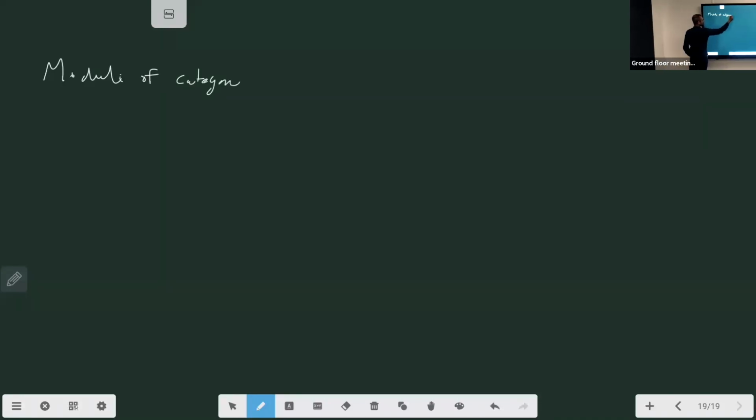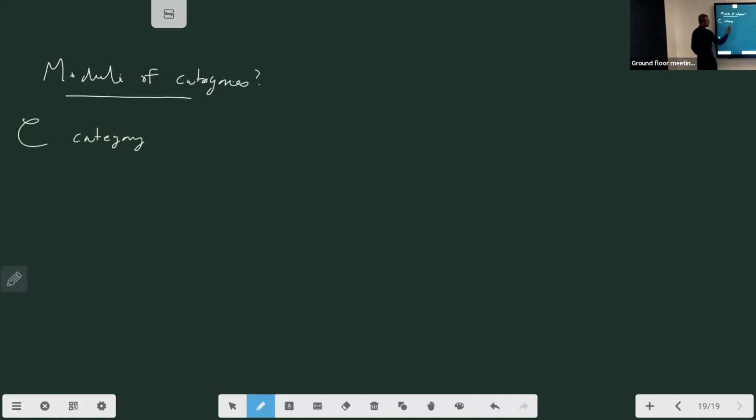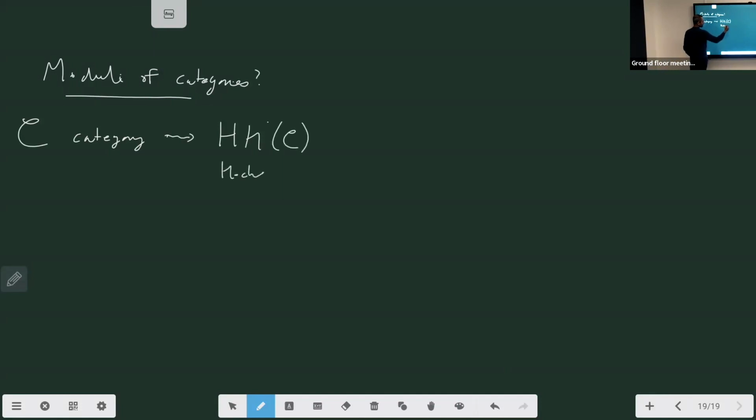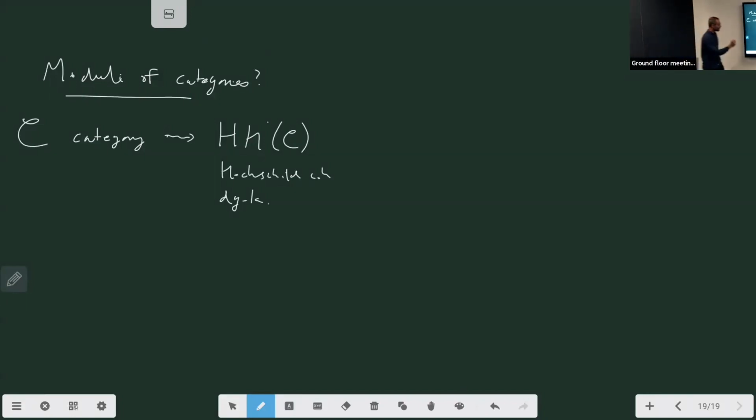You can ask about moduli of categories. And you can show that if C is a category, then there is a moduli problem, and you get this thing called the Hochschild cohomology of the category. And this is a differential graded Lie algebra. So in fact, it's an E2 algebra.